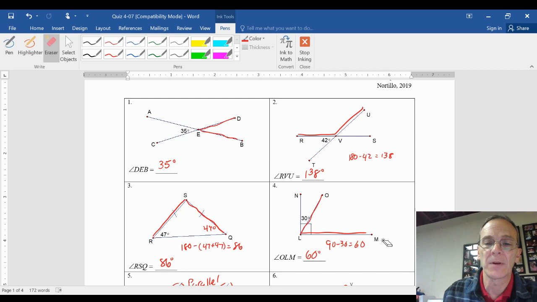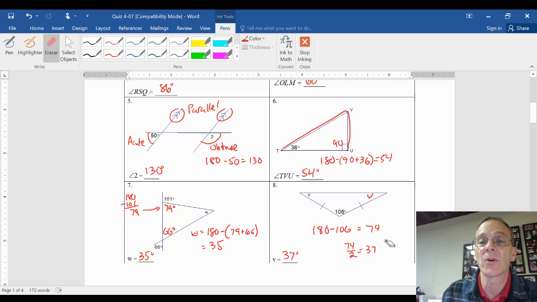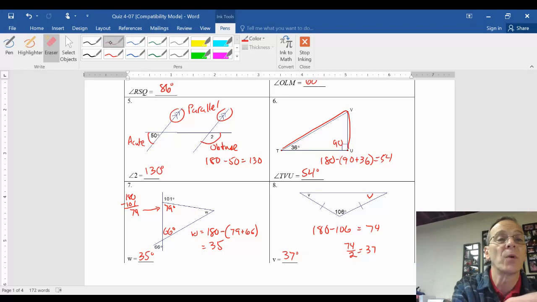Really, I have nothing to say about these four problems. All the work is there. Very few people got those wrong. Pause the video and go back and look at those if you need some help. For number 5 here, because these lines are parallel, this acute and this obtuse angle must add up to 180 degrees.